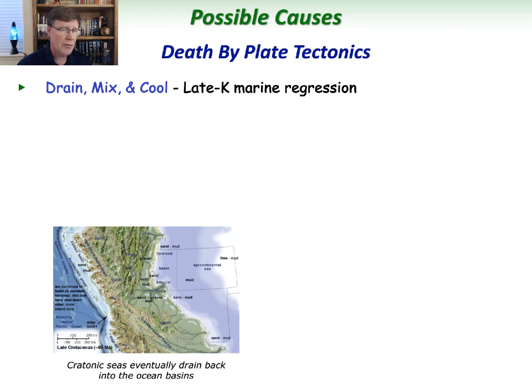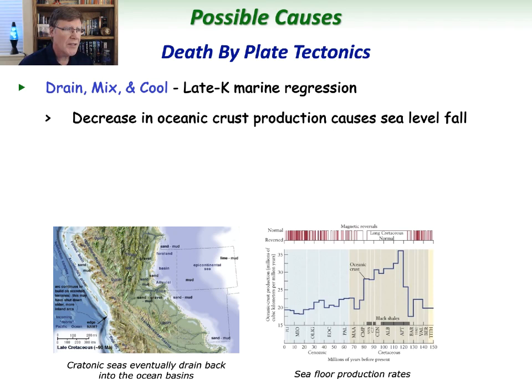Drain, mix, and cool, what are we talking about? Why is it happening? Well, if we look at the timeline for the Cretaceous, here's the beginning of the Cretaceous and here's the end. If we look at the ages of oceanic crust and the volume of those different age periods, we can plot it over here, and it says oceanic crust production in terms of millions of cubic kilometers per million years. So it's how much oceanic crust is being produced per million years.